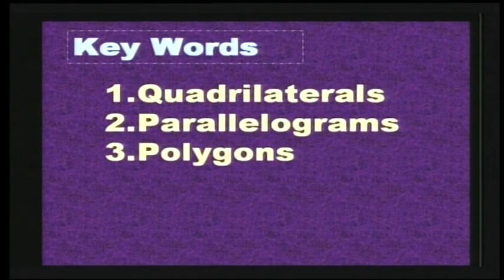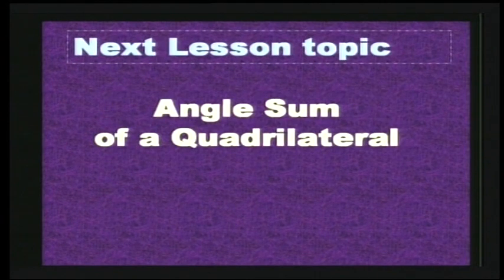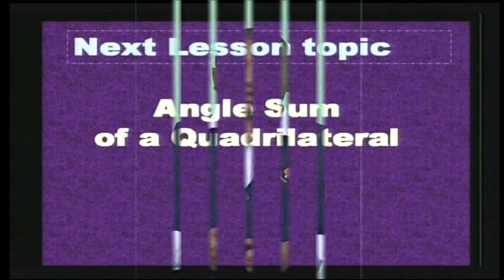Our key words for today's lesson are as follows: a quadrilateral, parallelograms, and polygons. Okay? 7Es and receiving students, we have come to the end of our lesson. In our next lesson, we are going to look at angle sum of a quadrilateral. Class, thank you for your participation in today's lesson.